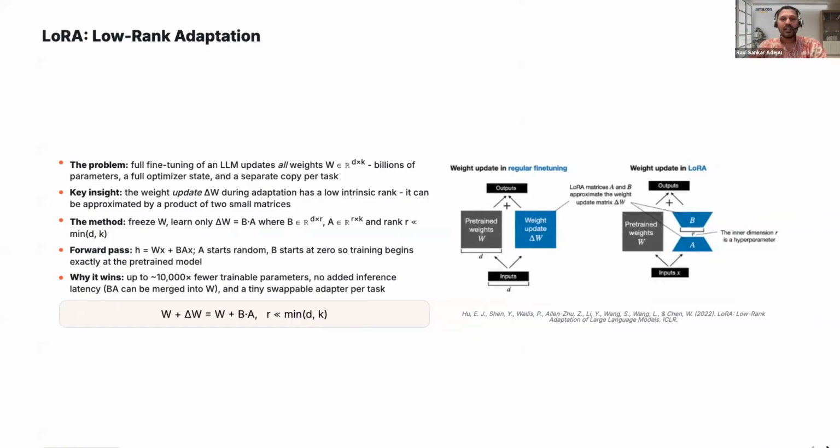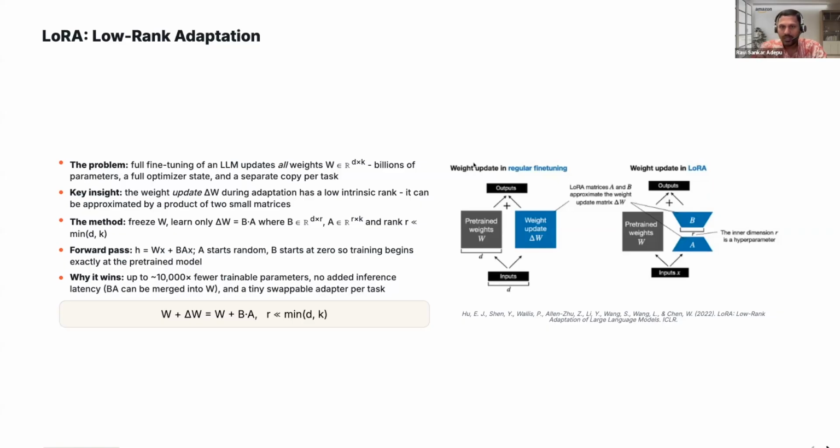So start with the problem that LoRA solves. You've got a huge pre-trained model with billions of parameters, and you want to fine tune it for your use case or task. The obvious way is to update all the weights, but that is time consuming because you need a full copy of the optimizer state. You're moving billions of numbers, and every task you fine tune for gives you another full copy of the model, which doesn't scale. So here is the insight behind LoRA.